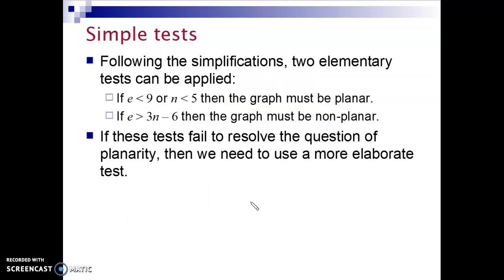Also, we can apply some simple tests. For example, if the total number of edges in a graph is smaller than 9, or the total number of nodes is smaller than 5, any such graph must be planar. Similarly, another theorem says that if the number of edges is greater than 3 times the number of nodes minus 6, then this graph would be non-planar. So these are some results that we can directly get from just the number of nodes and number of edges. If these tests fail to resolve the question of planarity, then we will need to use more elaborate tests.